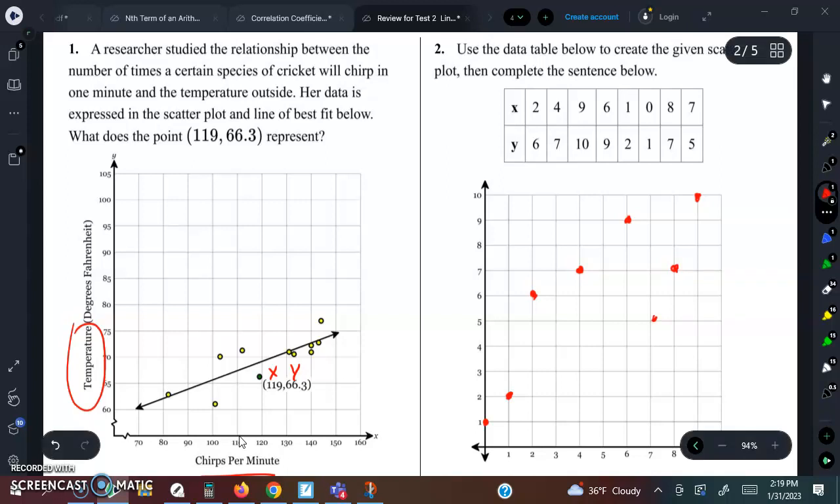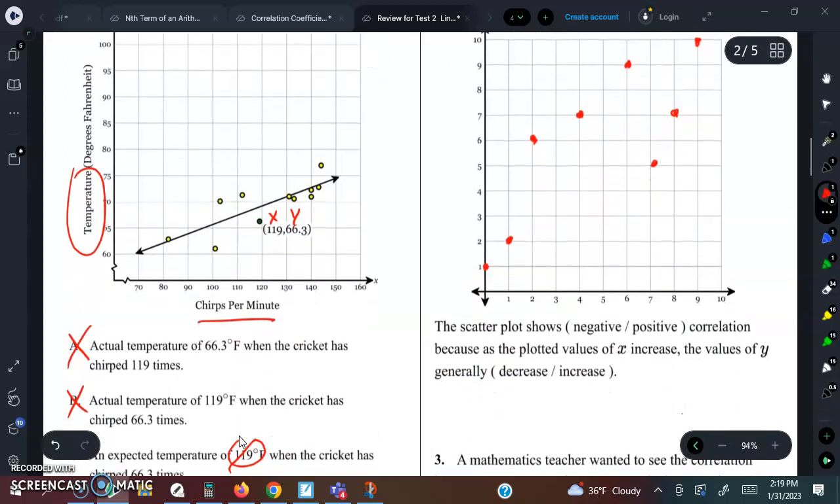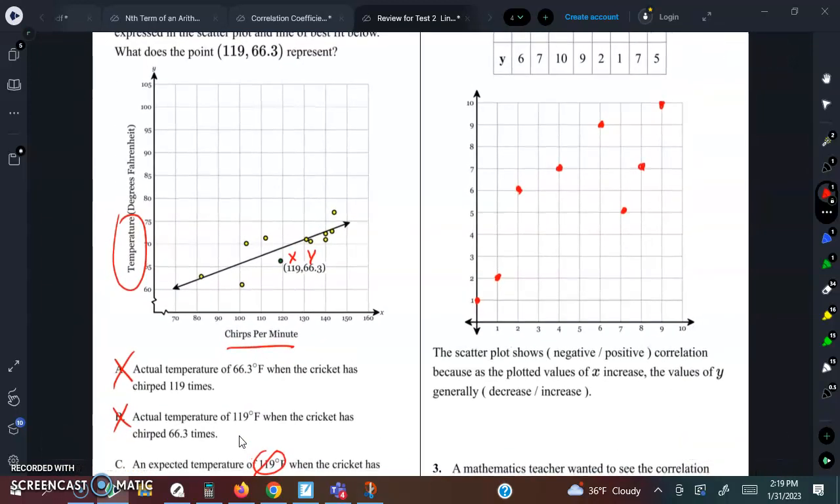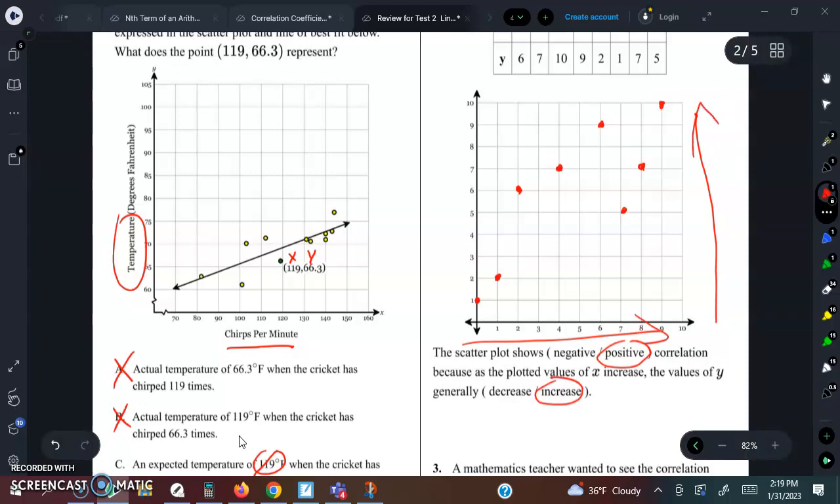Okay, so that's the scatter plot, right? So, and I'm going to kind of put 2 questions in one on this one. But the first question is, you make the scatter plot and you look and you see, oh, cool, I can tell it's going up. So the scatter plot shows a positive correlation because the plotted values of X increase, the values of Y increase as well. So it's positive because it goes up, and because as you go this way, it goes this way.